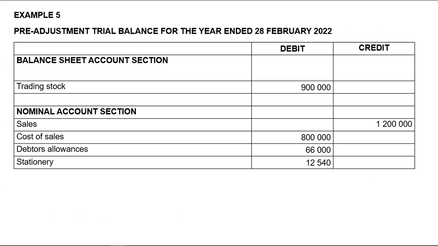How much must we recognize stationery as an expense for? Note that 12,540 represents the total amount of stationery that we have purchased. But I've said this in the previous videos and I've emphasized this. Only stationery used must be recognized as an expense. So they gave you your expense. Your expense can't be this 12,540. Your expense should be that 11,000.